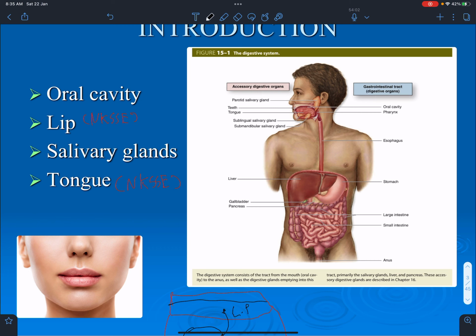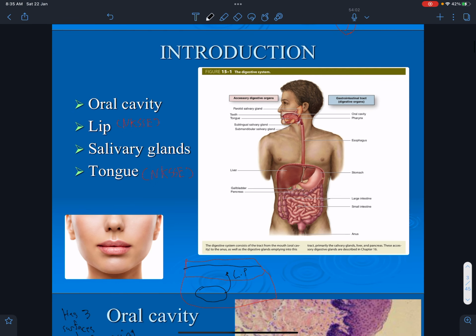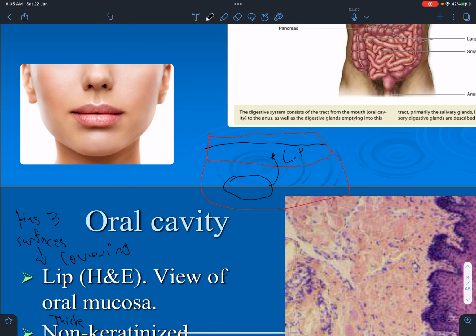Now, with that idea in mind, let's continue with the oral cavity, starting with the lips. Now, your lips, I like to use this picture. Your lips consist of three, not salivary structures, my bad, they consist of three covering surfaces. You have the external surface, which is this part just surrounding your lips. This part, the external surface, or your skin, is lined by keratinized stratified squamous epithelium.